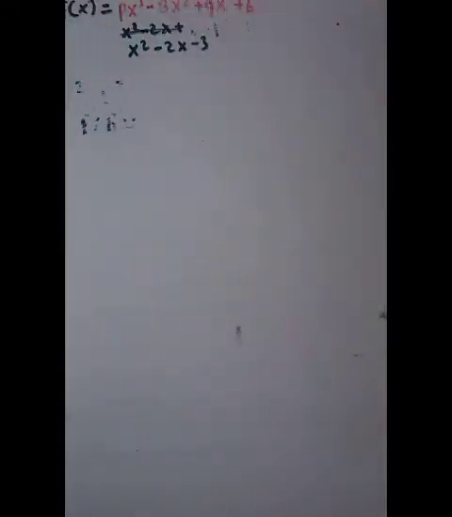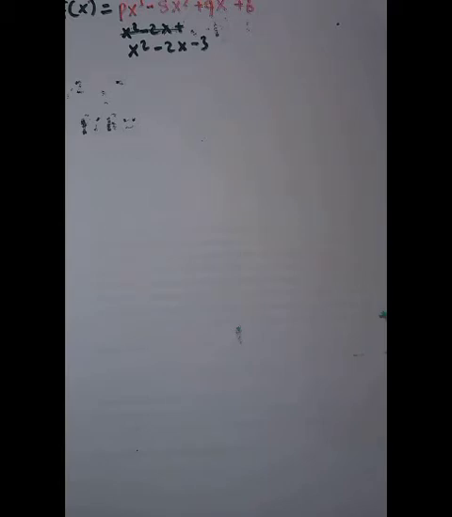Good. As you can see, the next part is saying that the polynomial f of x, where f of x is equal to px cubed minus 8x squared plus qx plus 6, is exactly divisible by x squared minus 2x minus 3. Then the a part is saying that we should find the values of the constants p and q, and then the b part is saying that we should factorize f of x completely. Okay, now let's start with the first part.